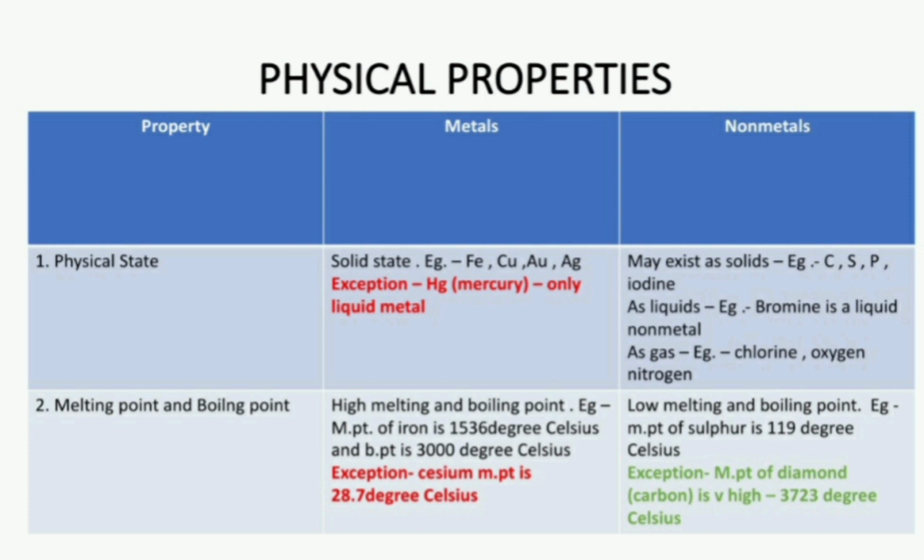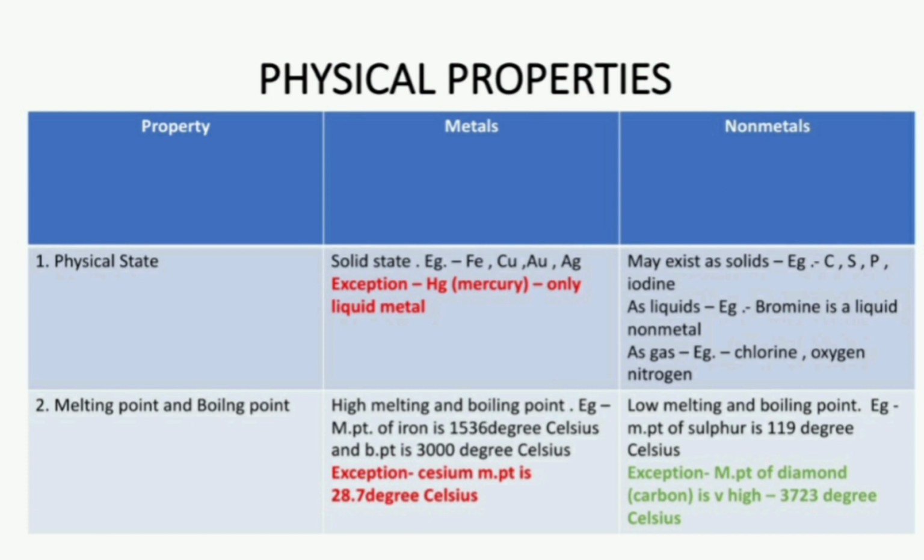The cesium metal can melt in our palm also. The melting point of cesium is so low, 28.7 degrees Celsius. So we can melt it by keeping it in our palm. So the melting point of cesium, which is an exception, is quite low.